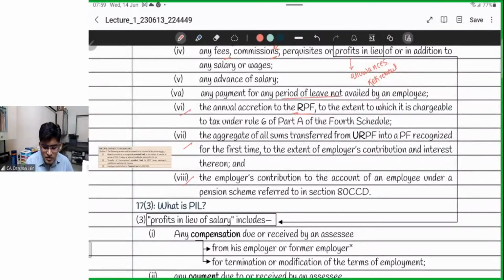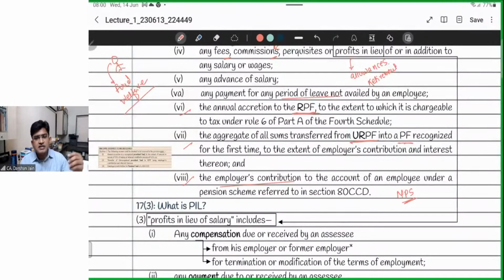It deals with annual accretion to recognized provident fund, annual accretion or transfer of amount from unrecognized provident fund to recognized provident fund, and employer's contribution to National Pension Scheme, NPS. These three items are also part of salary. Now, why have these three been specifically included? Employers do maintain a fund for the welfare of the employees. Contribution is made by the employer into the fund. Contribution is also made by the employee into the fund. And the fund is utilized at the time of retirement on superannuation or at the time of termination of the employment.